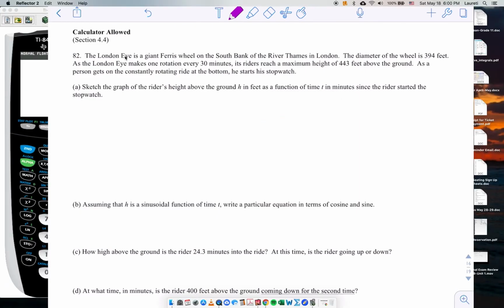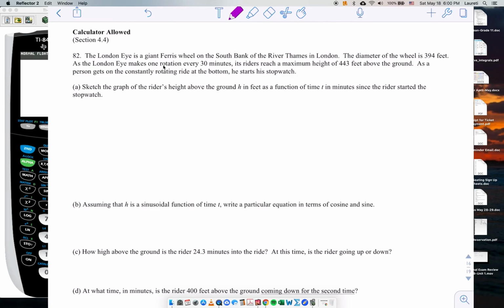All right, so it says the London Eye is a giant Ferris wheel in London, obviously. The diameter of the wheel is 394 feet. As it makes one rotation every 30 minutes, its riders reach a maximum height of 443 feet. As a person gets on the constantly rotating ride, he starts his stopwatch. Okay, so sketch a graph for the rider's height above the ground in feet as a function of time in minutes since the rider started his stopwatch.